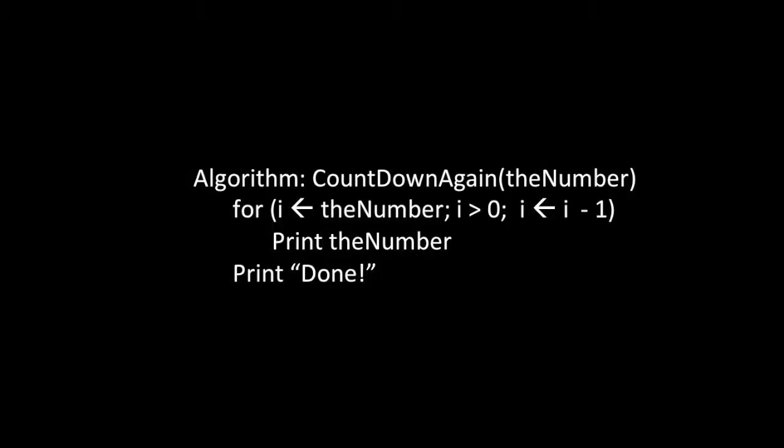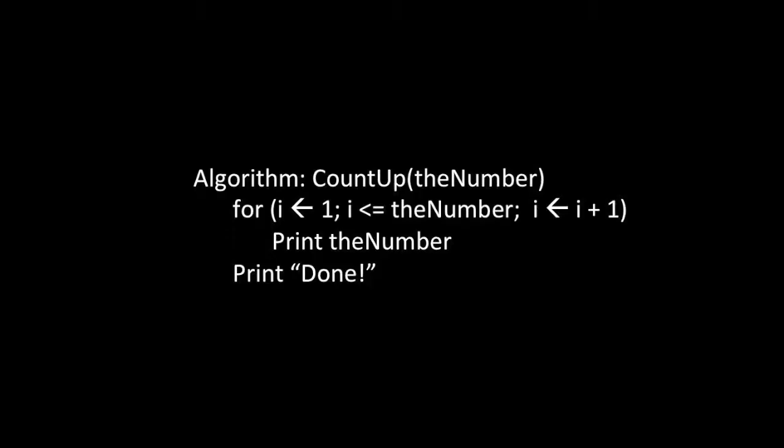The body of the loop will be to print the number. So what will happen? Initially, i will be the number, for instance 6. 6 is greater than 0, so we'll execute the body of the loop and print the number. And once we've executed the body of the loop, we'll decrement i by 1. We'll check to see if i is greater than 0. If it still is, we'll execute the body of the loop again, decrement the number, and so forth until i is no longer greater than 0, at which point the loop terminates and will print done.